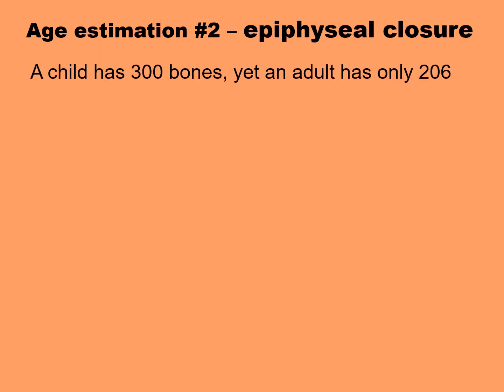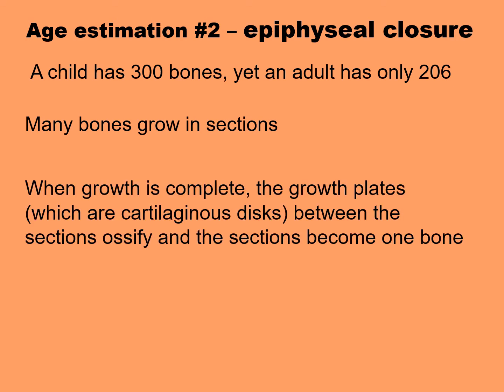The second way to estimate age is to look at epiphyseal closure. A child has 300 bones, and yet an adult has only 206. How is that possible? Well, many bones grow in sections. That's how we're able to get larger as we age. When growth is complete, the growth plates between the sections ossify, or turn to bone, and the sections become one bone.